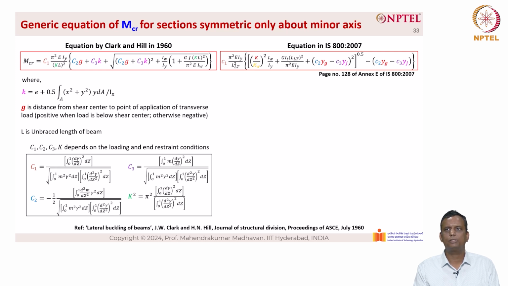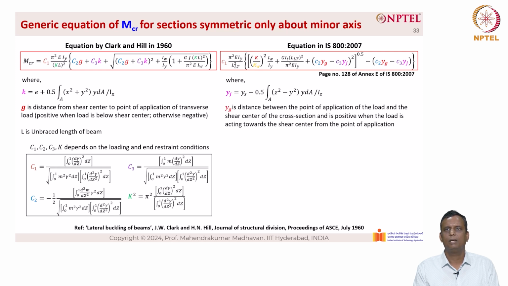This is given in page 128 of Annexure E of IS 800-2007. Now, where y sub G equal to y sub S minus 0.5 integral of A into Z square minus Y square into YdA by I sub Z, where y sub G is the distance between the point of application of the load and the shear center of the cross section and is positive when the load is acting towards the shear center from the point of application.